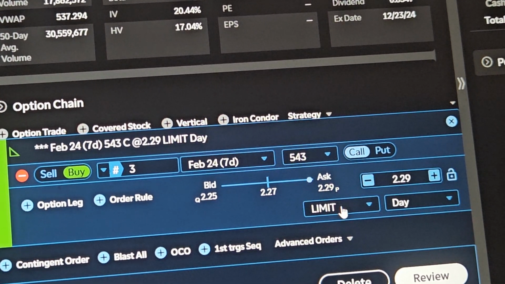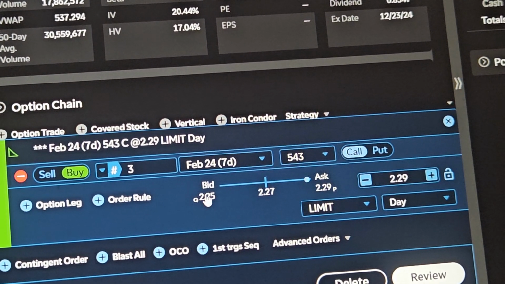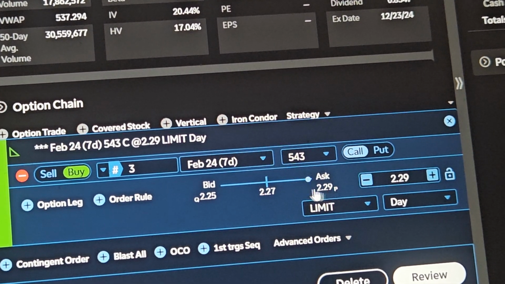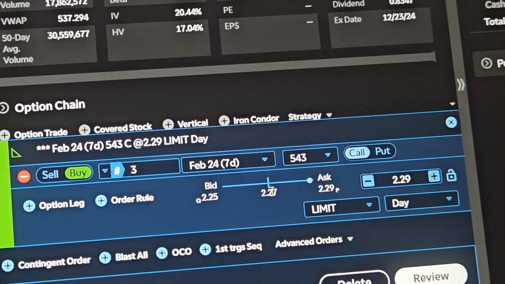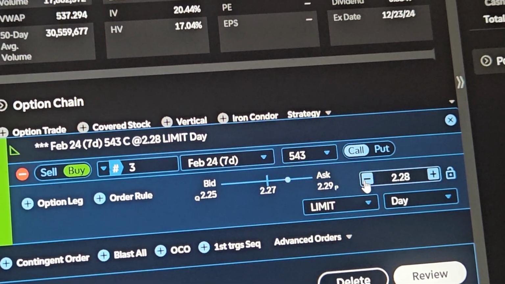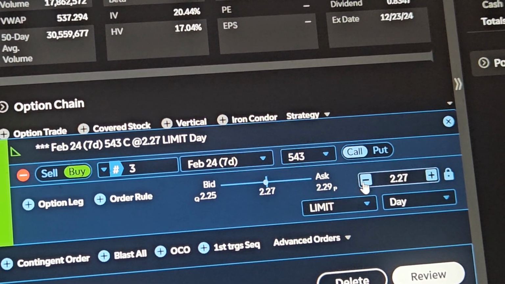Now, this part is the tricky part right here. The bid you see is $2.25. The ask is $2.29. And the actual price is right in the middle. So what you could do is take this to $2.27 if you want to get in right in the middle, which is basically what the exact contract is worth at that time.